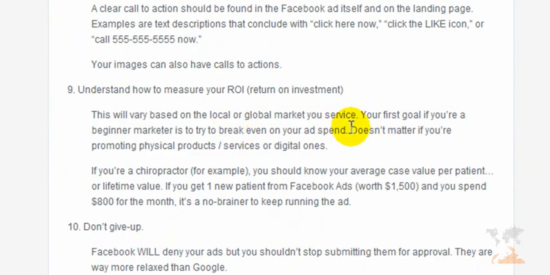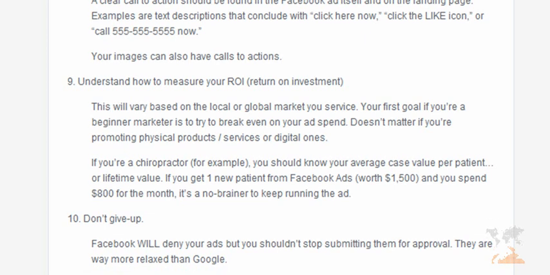Understand the ROI, return on investment, of your ad. Let's say you're a doctor or professional and your average case value per patient that walks through your door could be $1,500. Well, if you get a couple patients that month, realizing that your average case value is $1,500, that's a very good return if you're spending less than $1,500 per month on your ad itself. So make sure you know your own numbers and your metrics.